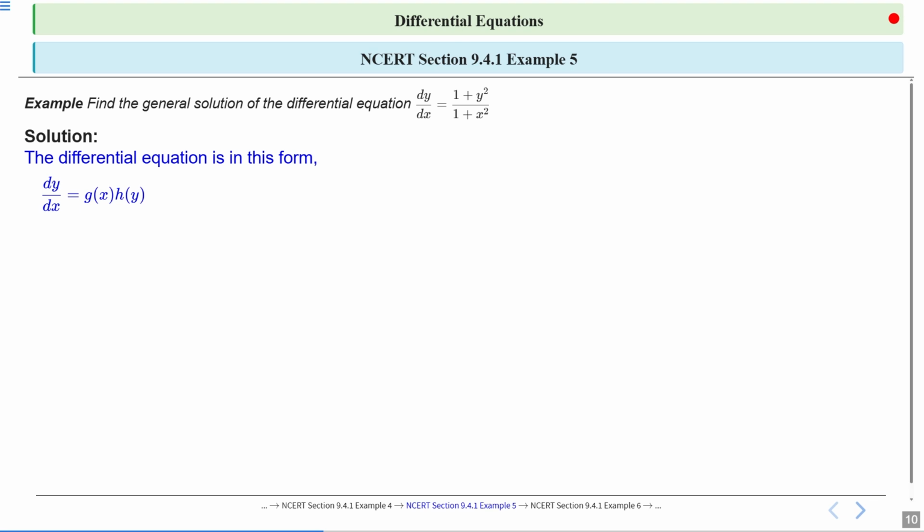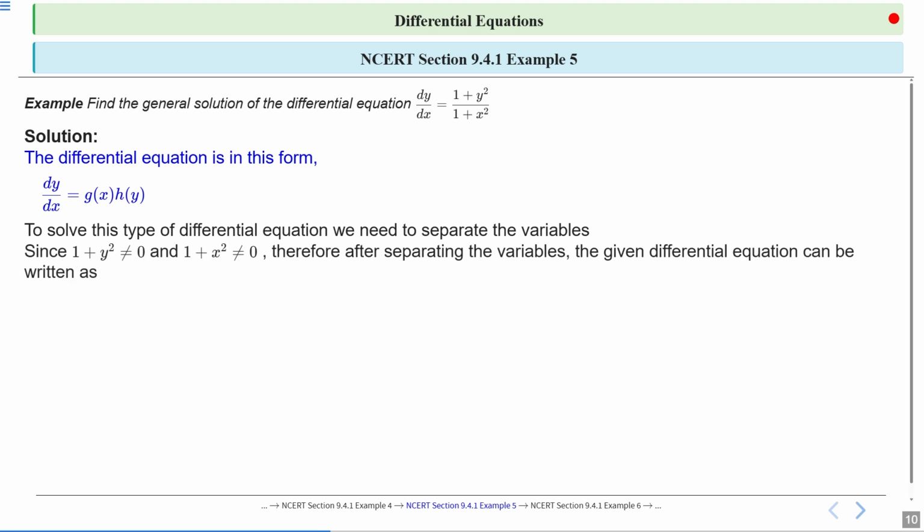So the differential equation is of the form dy by dx is equal to g(x) into h(y). To solve this type of differential equation, we need to separate the variables. And since 1 plus y square is not equal to 0 and also 1 plus x square is not equal to 0, therefore, after separating the variables, the given differential equation can be written as dy by 1 plus y square and dx by 1 plus x square.